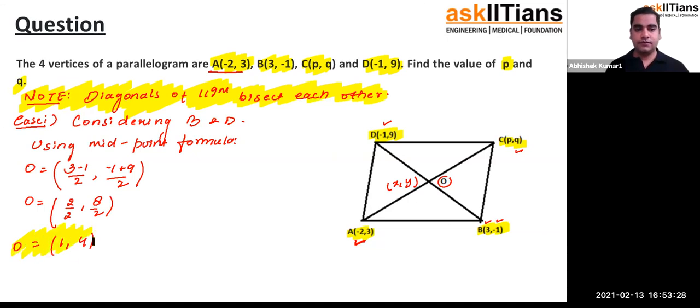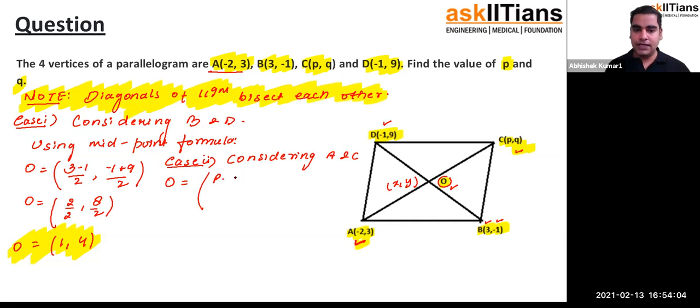Now we are going to find out the coordinates of point O considering C and A, and because both the results are giving the coordinates of the same point O, they must be exactly the same, right? That's the concept we are going to use here. So we have case 2. If I consider A and C, and if I calculate the coordinates of point O using the midpoint formula, what will I get?